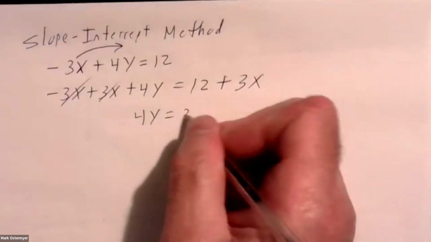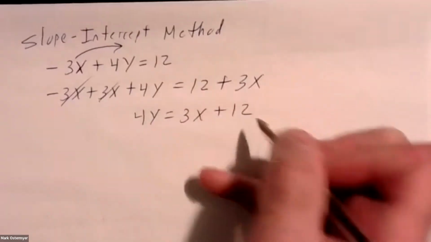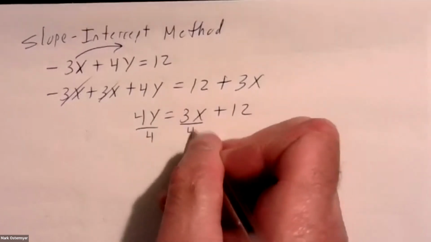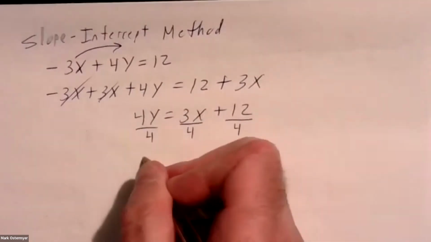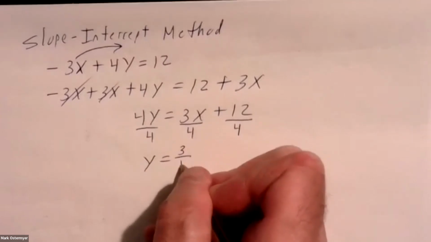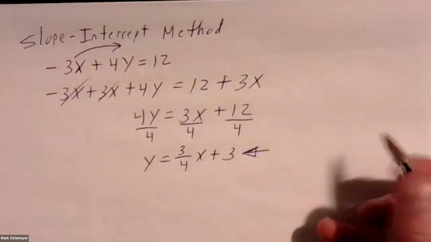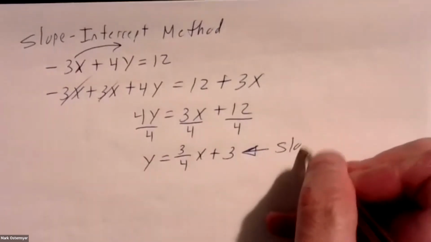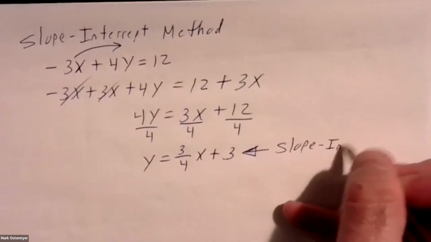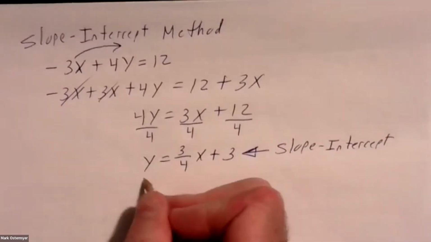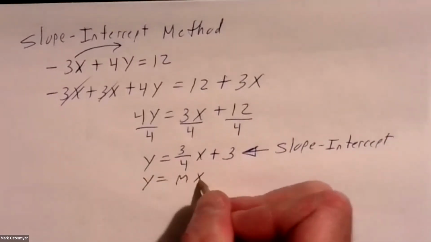I'm going to spin these terms around. And then I'm going to divide both sides by 4. That means you have to divide each term on the right side of the equation by 4. So we get y is equal to 3/4 x plus 3. And now this equation is in a very special form called what form? That's slope-intercept form. That's the form y equals mx plus b.